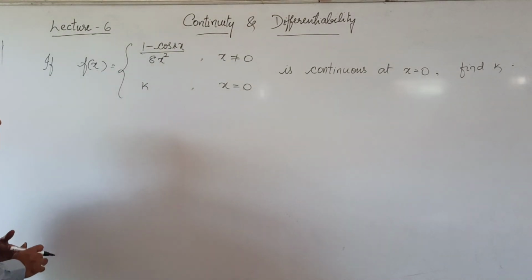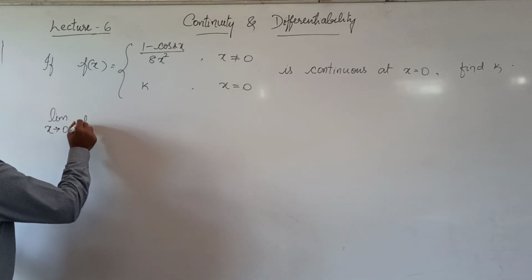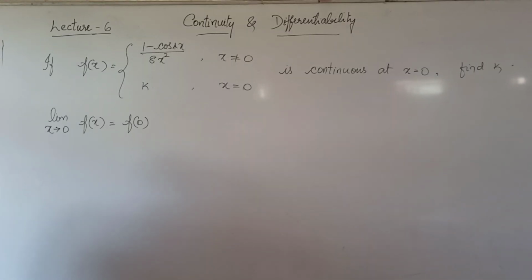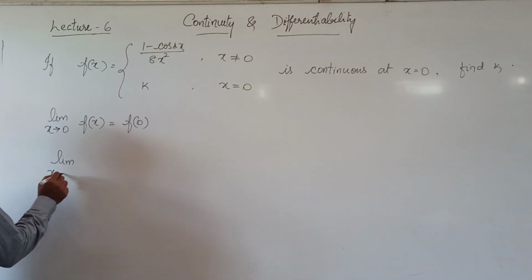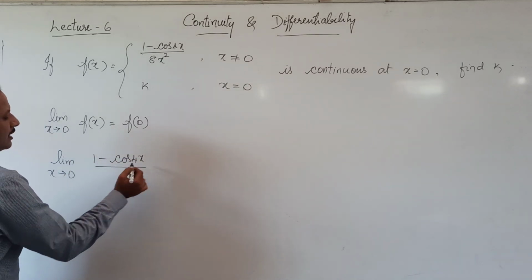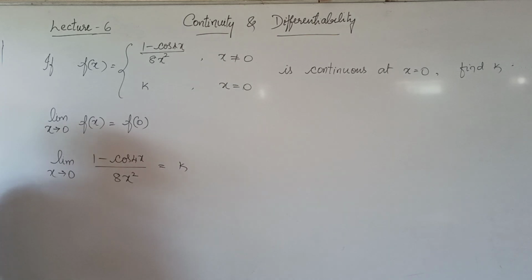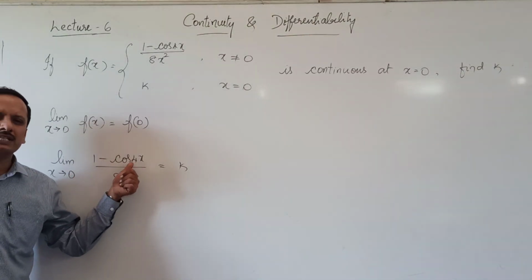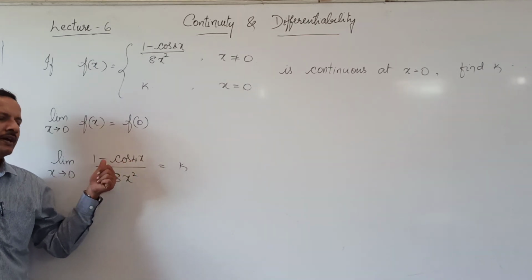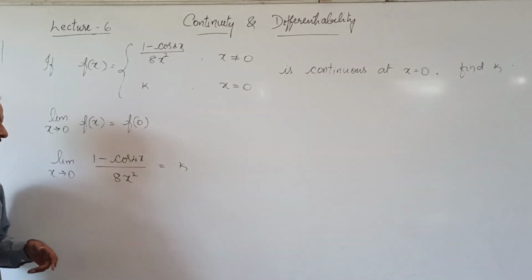This is continuous at x equal to 0, so immediately I can write limit x tends to 0 f of x is equal to f of 0. Limit x tends to 0 f of x. What is f of x? 1 minus cos 4x divided by 8x square. f of 0 is equal to k. Apply the limit here. Limit x tends to 0, 1 minus cos 4x. If I directly apply the limit as x tends to 0, we get cos 0 here. Cos 0 is 1. 1 minus 1 is 0. Denominator is also 0. 0 by 0, an indeterminate form.